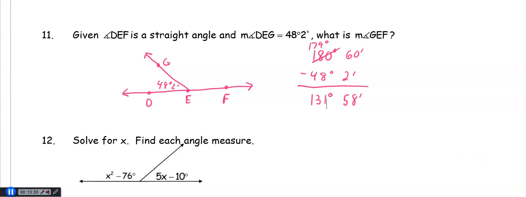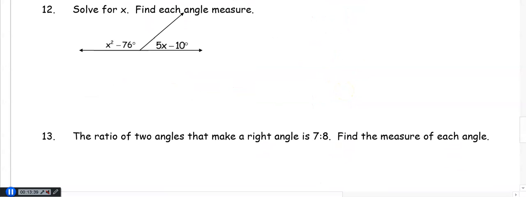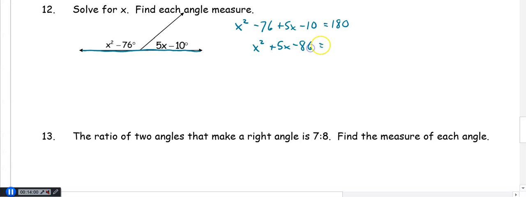In number 12, I want to solve for x and find the measure of each angle. So now down here, I can assume that this is a straight line. So in a straight line, it's 180 degrees. So we have x squared minus 76 plus 5x minus 10 is equal to 180 degrees. So we get x squared plus 5x. I'm going to move the 180 to the other side. So I have x squared plus 5x. I can subtract 180 from both sides, and I get negative 266 is equal to 0.